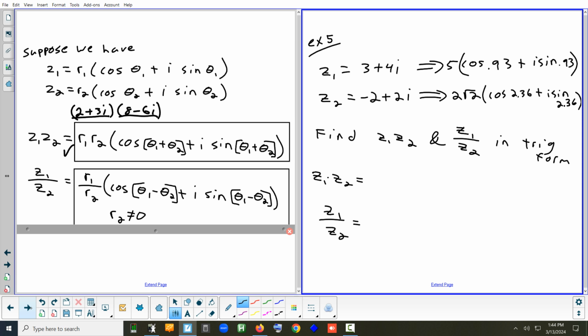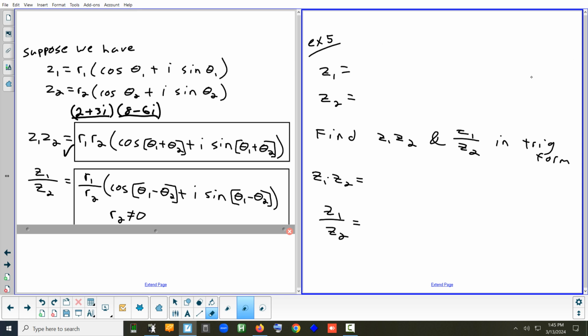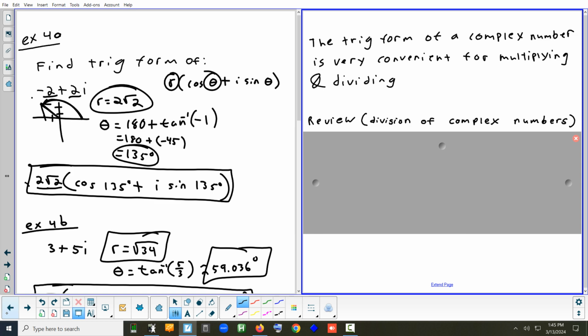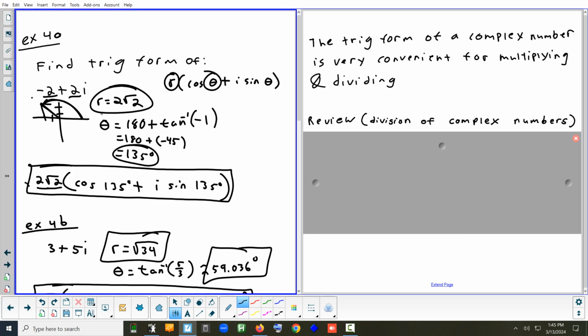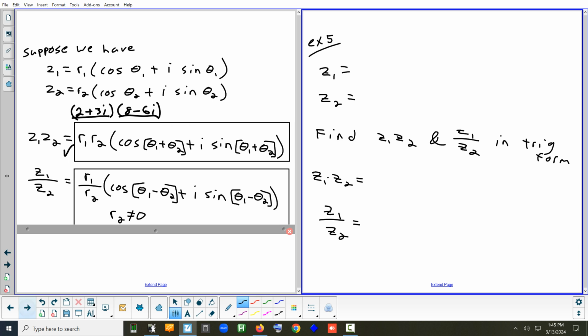I think that's the one we already did. Actually, I don't know. I'm just going to make up something different. Okay, I'm going to make up two things, but I'm going to put them in trig form for you already. I'm not going to have you go through these steps where you have to find the r and find the theta. In the homework, there'll be some that you do have to do that. But we did 3 of them, so hopefully that helps.